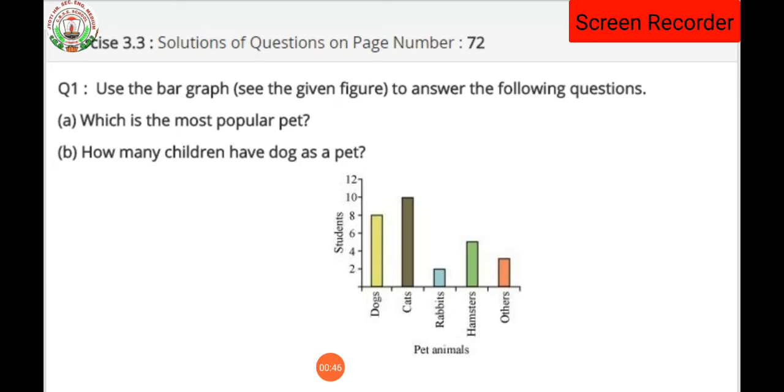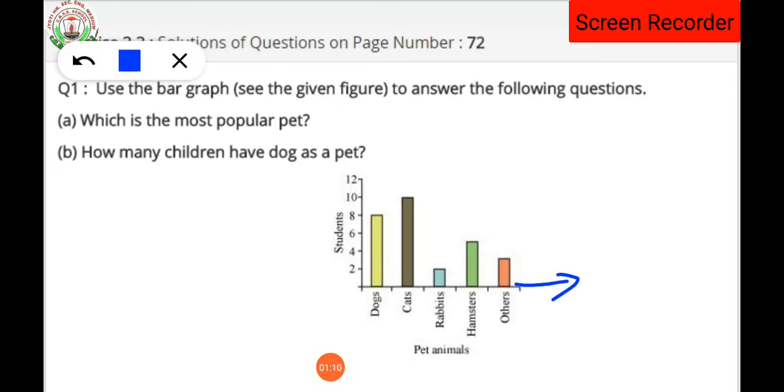So what the first question from exercise 3.3, chapter number 3, data handling of class 7, says: use the bar graph, see the given figure, to answer the following questions. Which is the most popular pet? How many animals have a dog as a pet? So dear student, here a graph you can see on the screen. A very clear graph is given.